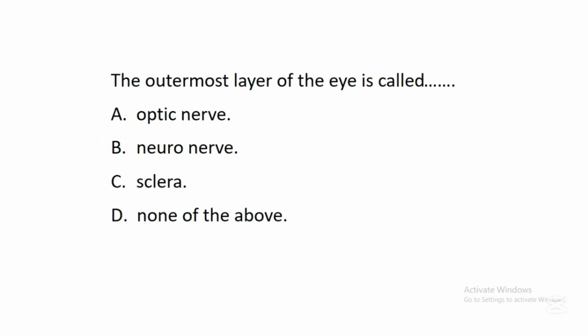The next question says, the outermost layer of the eye is called dash. A. Optic nerve, B. Neural nerve, C. Sclera, D. None of the above. In this question, the correct answer is C. Sclera. So this sclera is the outermost layer of the eye that also protects the inner layer.